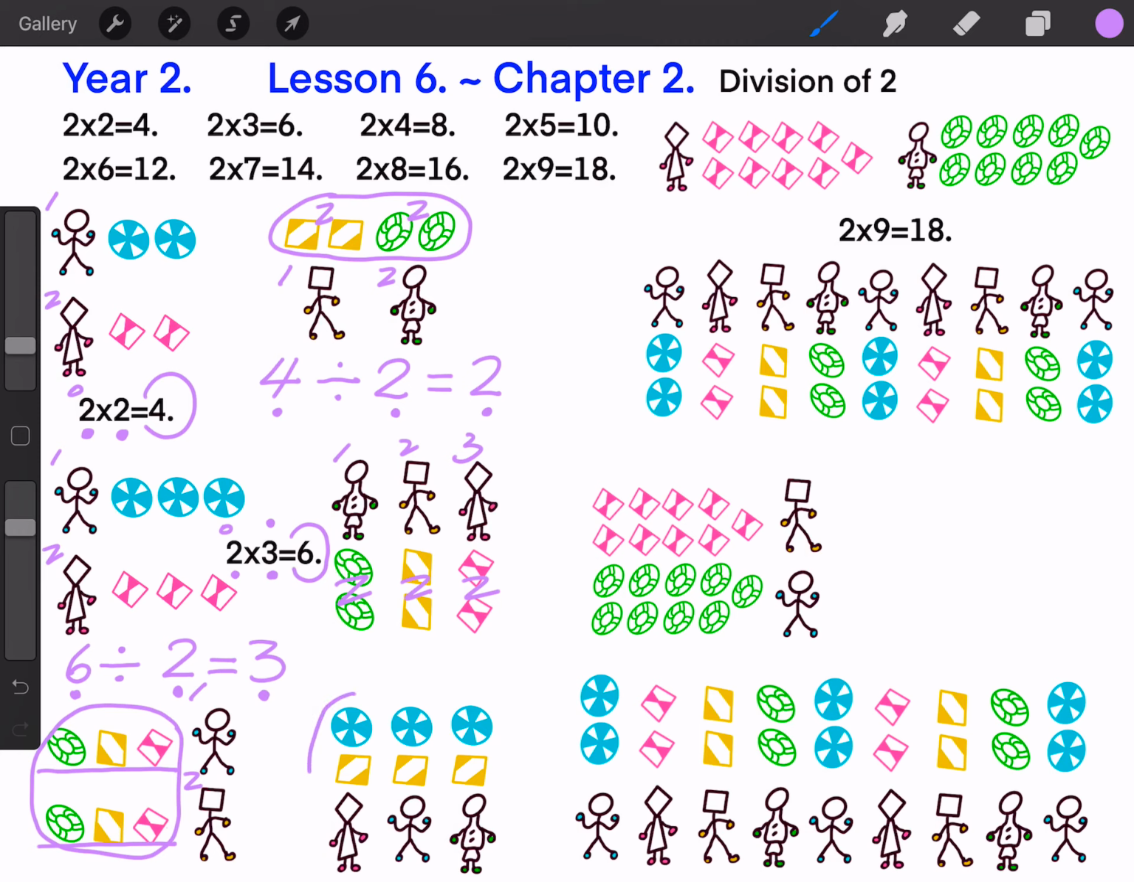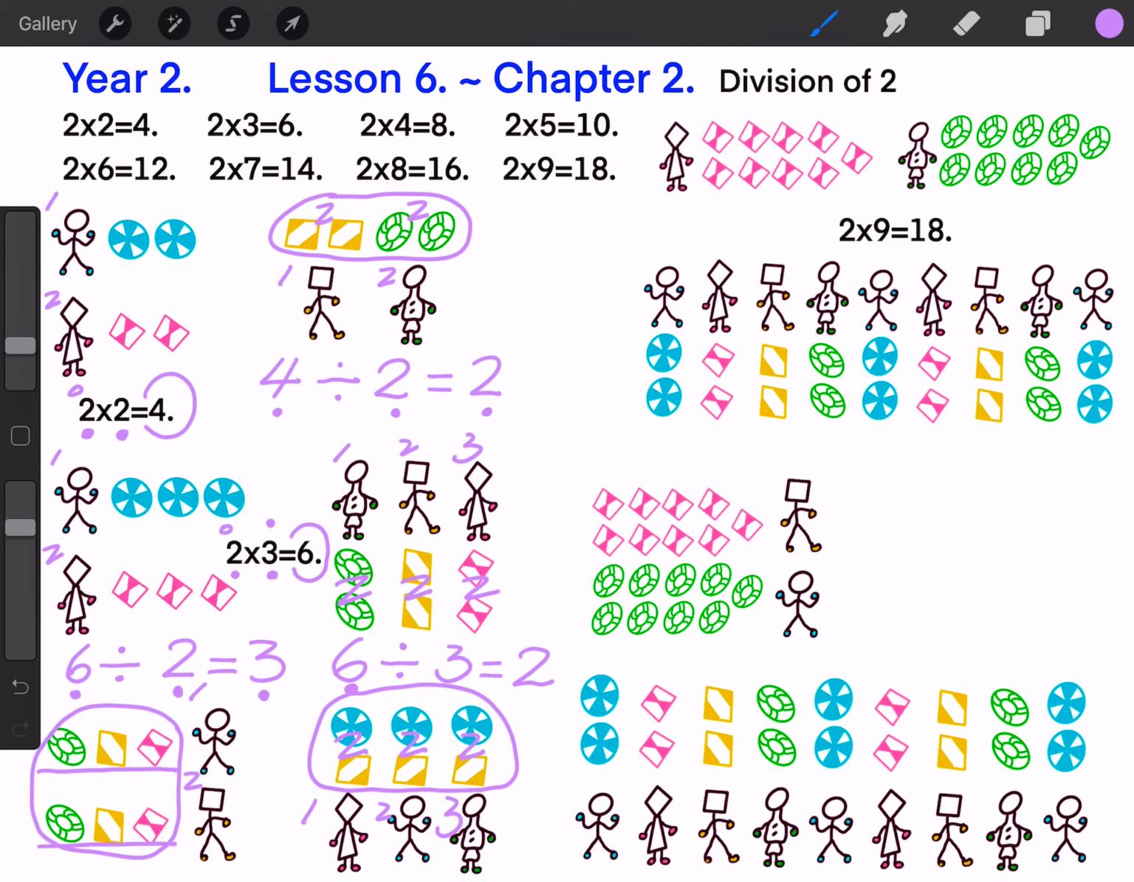Or, still we have 6 candies. But this time, we want to distribute these 6 candies among 3 kids. Of course, evenly. Each kid gets 2 candies. That's 6 divided by 3 equals 2.